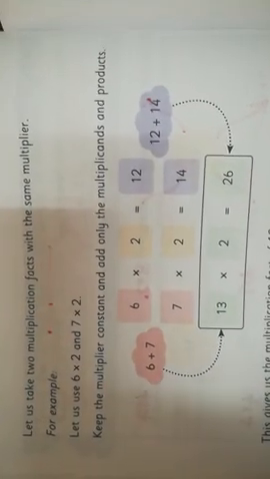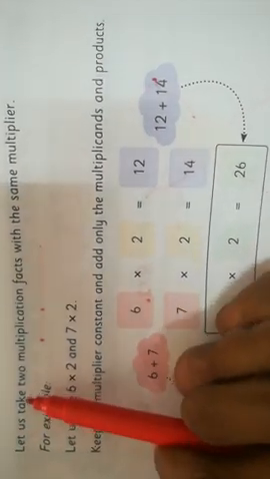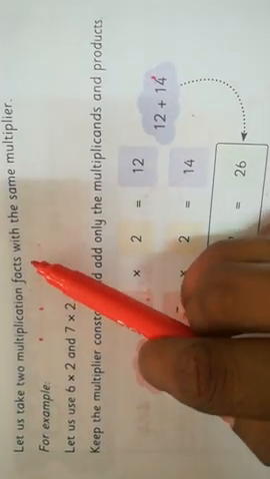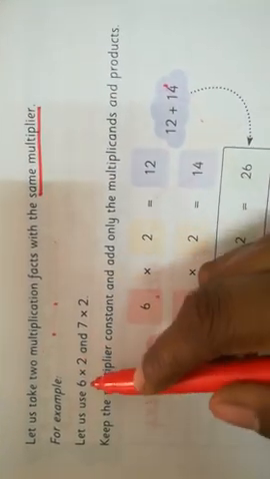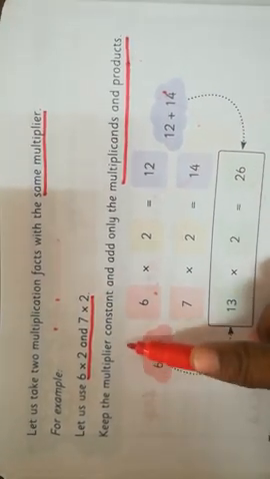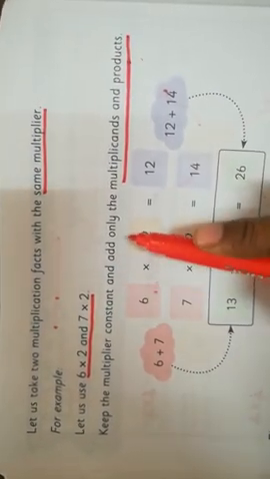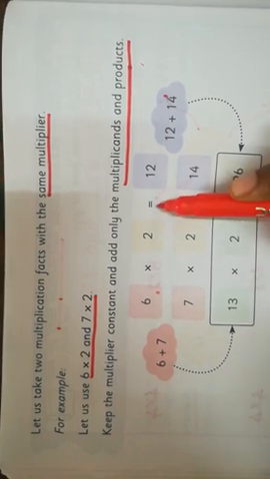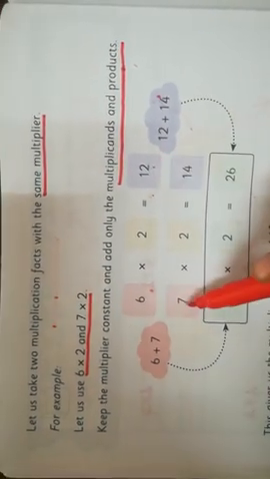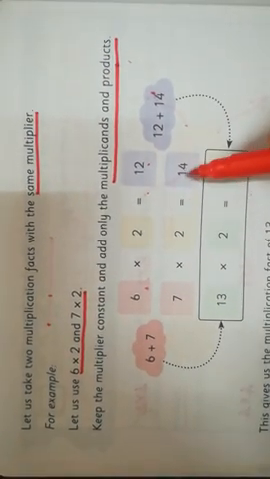Next, page number 94 in your studio book, children. Let us take two multiplication facts with the same multiplier. For example, let us use 6 into 2 and 7 into 2. Keep the multiplier constant and add only the multiplicands and products. See, 6 into 2 equal to 12. 7 into 2 equal to 14.